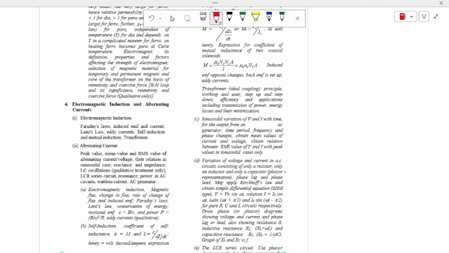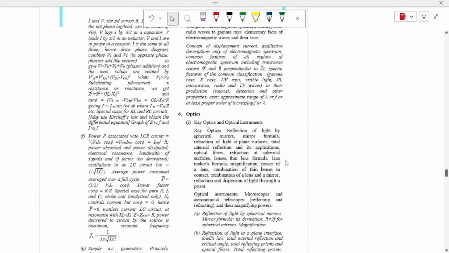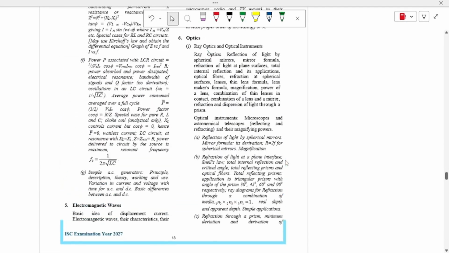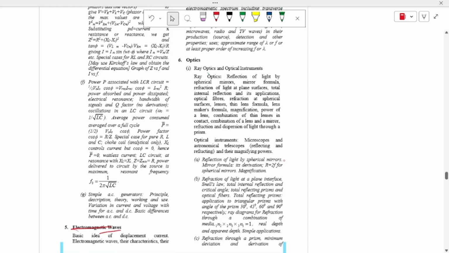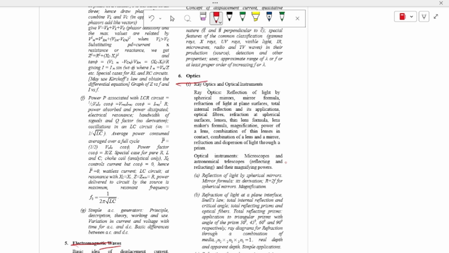Next chapter is electromagnetic induction, Faraday's law, Lenz's law, eddy current, self-induction, mutual inductance. Then transformer. Then we will study electromagnetic waves and their characteristics. Next chapter, chapter number 6 is optics, ray optics, and optical instruments, microscopes, telescope.